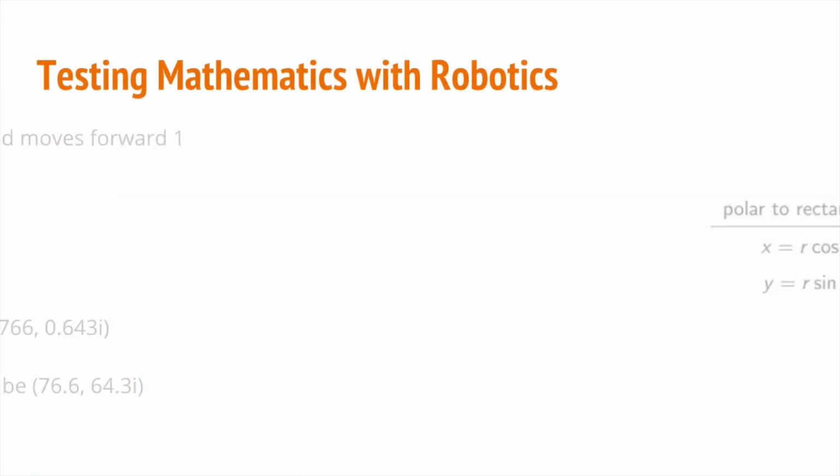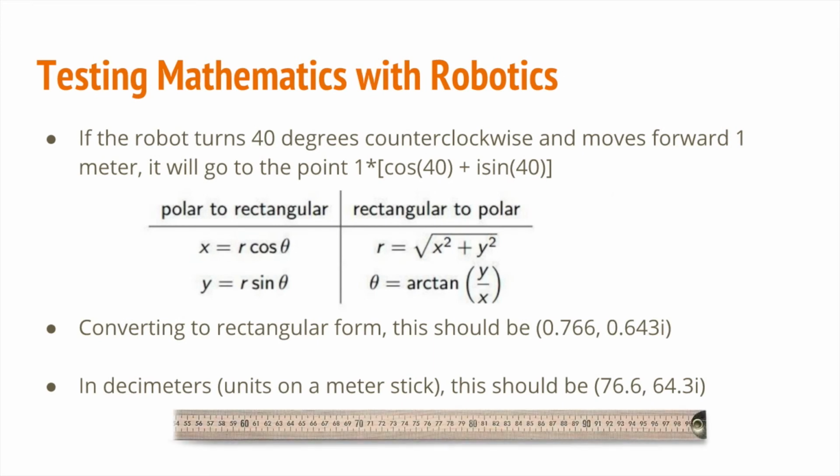We can use Ricky to show the conversion between polar and rectangular form. We will program Ricky to go to the polar coordinate 1 times the quantity of cosine 40 plus i sine of 40. Using the math that we learned in class, this should be the same as the rectangular coordinate 0.766 in the real direction and 0.643 in the imaginary direction. Note all our units were calculated in meters.